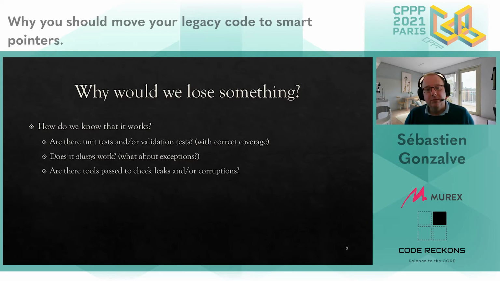The last point is, are there tools passed to check the quality of the code, to check if there are leaks or memory corruption? Because if we don't have those tools passed, maybe it's time to pass them, and maybe passing them will show us as a team, or some members, if there are special people looking to prove that there is actually something to fix, maybe leaks or corruption.